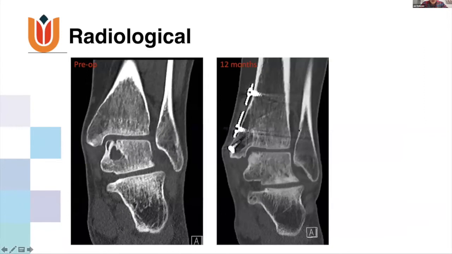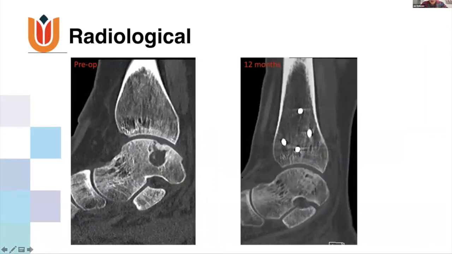And here is another example of that as well. And this one is in the same patient, where we see a huge cystic lesion present in the talar dome.